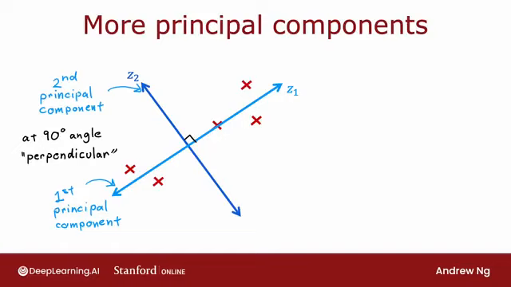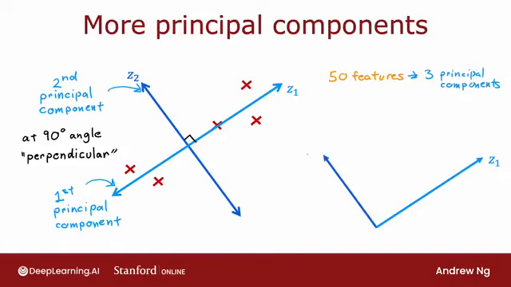So mathematicians will sometimes say the second axis, Z2, is at 90 degrees or is perpendicular to the first axis, Z1. And if you choose additional axes, they're also at 90 degrees or perpendicular to Z1 and Z2 and to any other axes that PCA would choose. And so if you had 50 features and wanted to find 3 principal components, then if that's the first axis, the second axis will be at 90 degrees to it. Then the third axis will also be at 90 degrees to the first and the second axes.